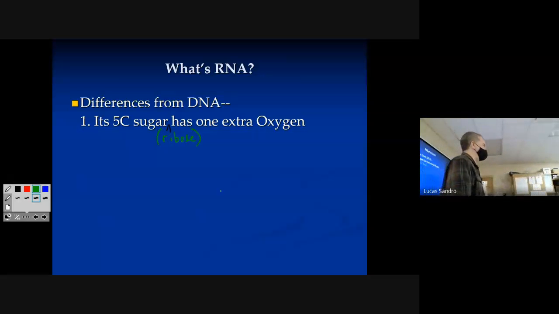Have you noticed the other difference yet? The other chemical difference? There's one. The other three are the same. You still have cytosine, you still have guanine, and you still have adenine. But there's no thymine in RNA. Instead, there's what?